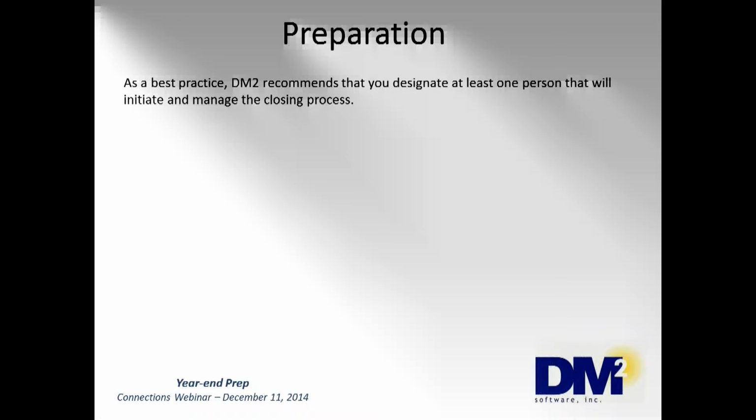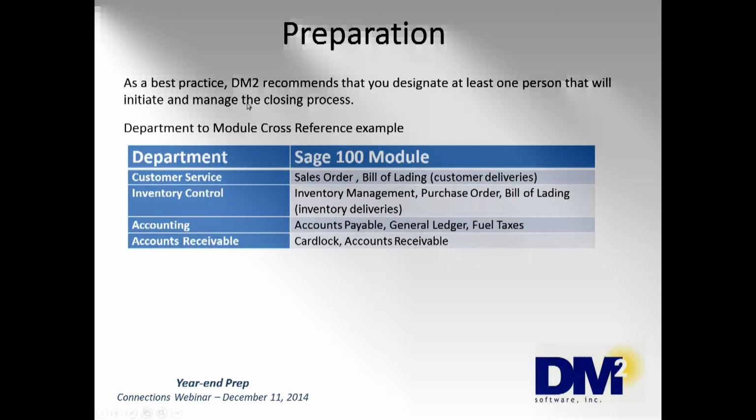Following along with the process of creating that team, I've given you an example of a cross-reference by module. When you're thinking about who you want on that team, try to look at it from a department view. Customer service would be responsible for sales order and bill of lading. Inventory control would be inventory management, purchase order and bill of lading. Accounting, of course, would be accounts payable, general ledger and fuel taxes, and accounts receivable would be card lock and accounts receivable.